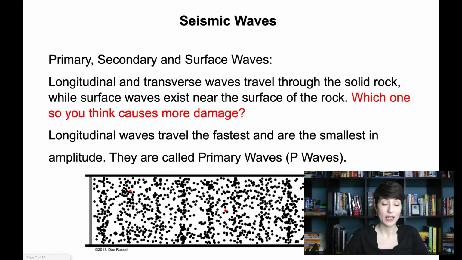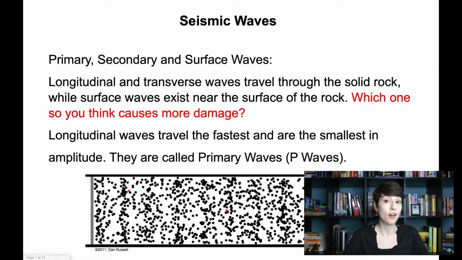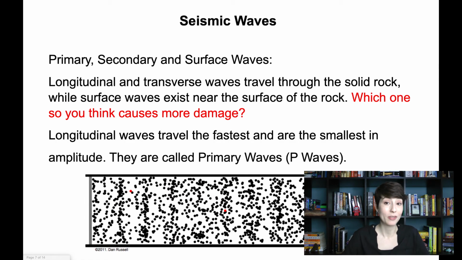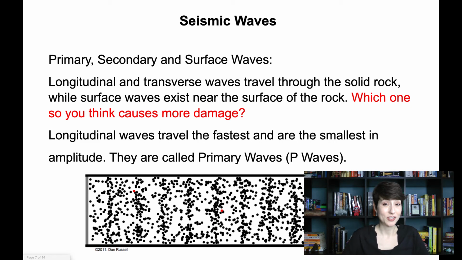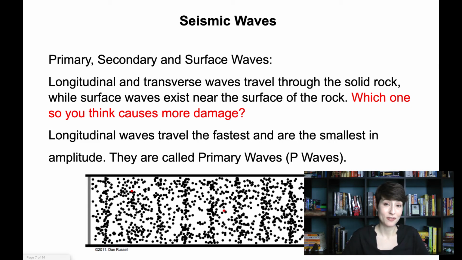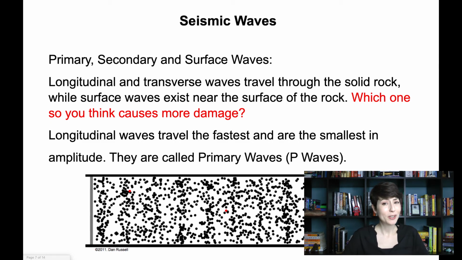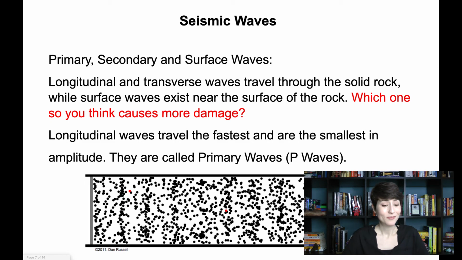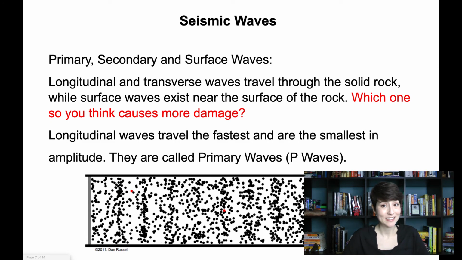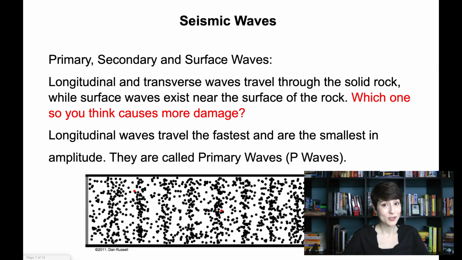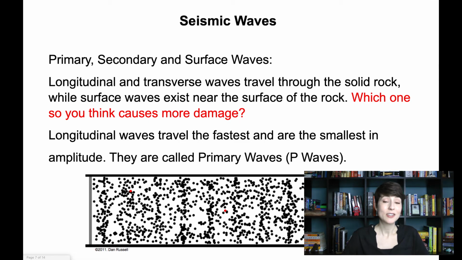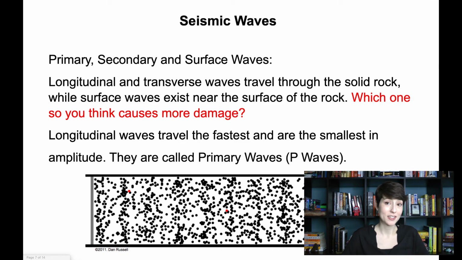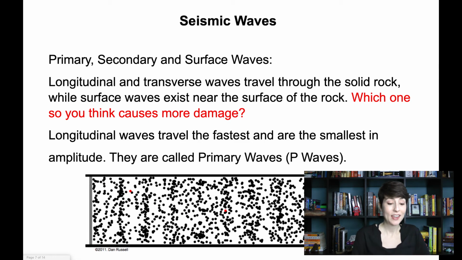Longitudinal and transverse waves can travel through solid rock all the way through the Earth. Well, all the way through the mantle at least. Surface waves can only travel along the surface of the Earth in a large enough amplitude to be felt. So which one do you think is more destructive? Well, taking a look at the animations from the last slide, if you were standing on the surface of the ground and a surface wave went by, you're definitely going for a ride. So surface waves are the most destructive type of seismic wave.